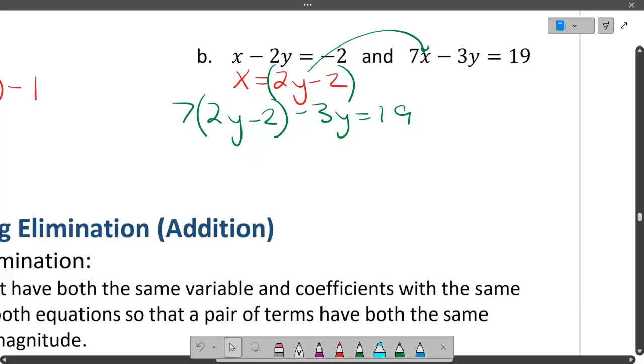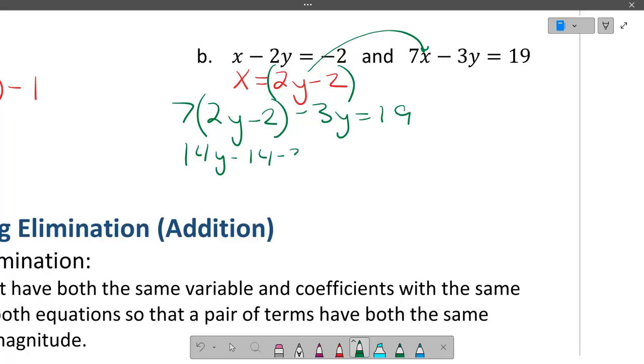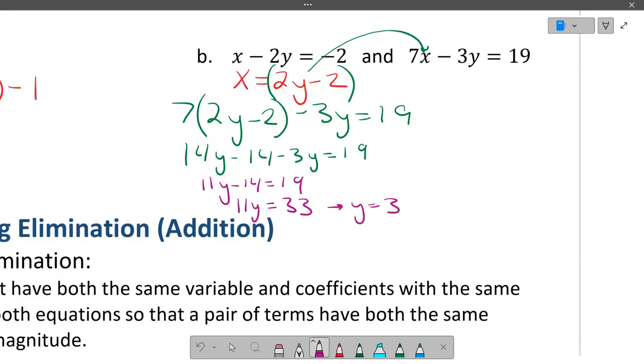Now what? Multiply. 14y minus 14 minus 3y equals 19. 11y minus 14 equals 19. 11y equals 33. y equals 3. Are we done?